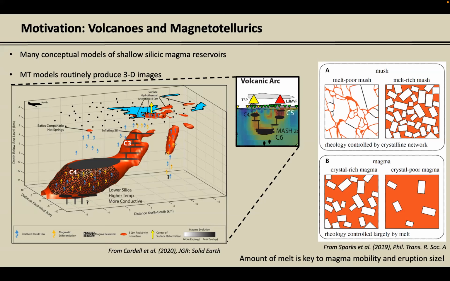And so we really want to know, is this feature here a melt-poor mush that's really rigid and probably not going to erupt, or is it a huge vat of pure liquid magma that could erupt at any moment?